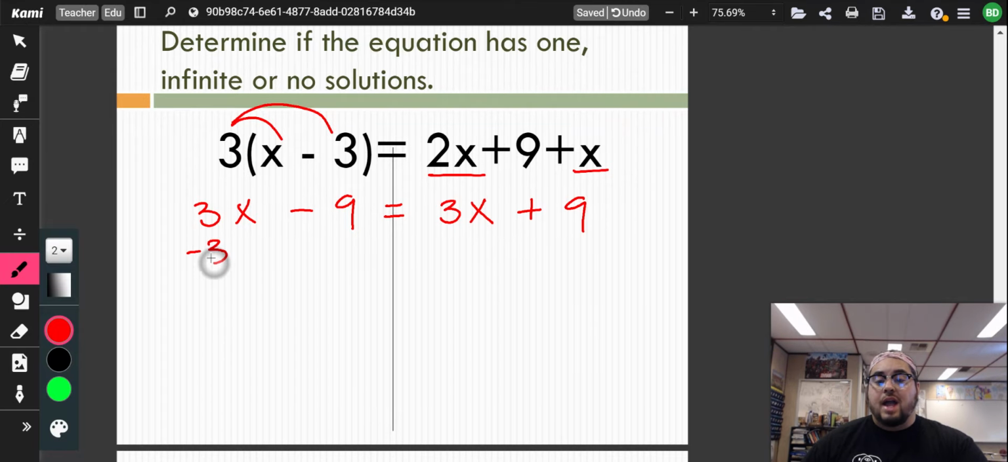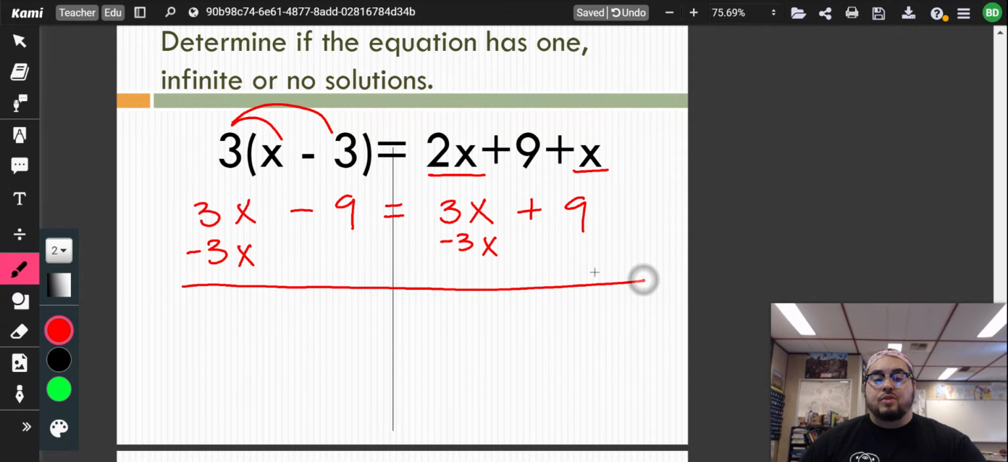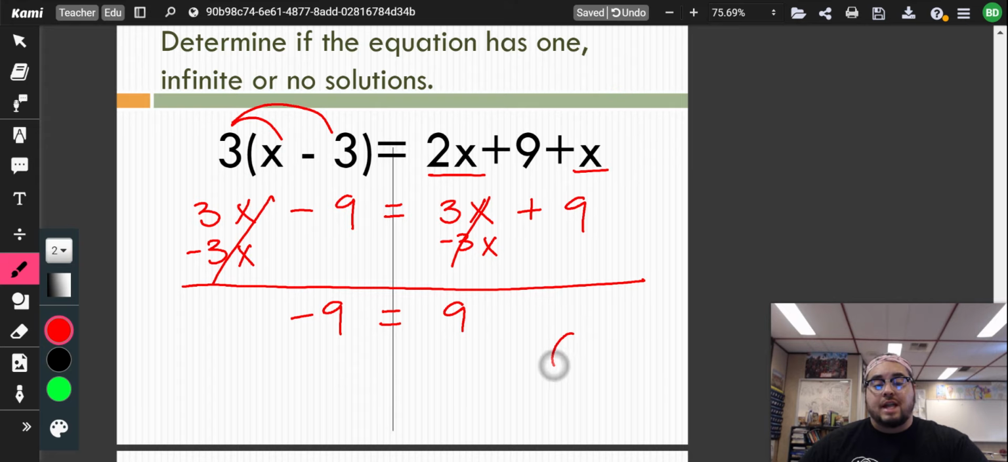I'm going to subtract 3x from both sides. Okay, now when I subtract 3x from both sides, I get negative 9 is equal to positive 9. Now those are not true. Okay, negative $5, owing someone $5, is not the same thing as having $5. So negative 9 and positive 9 are not the same thing. That is not true. So our answer is going to be no solution.